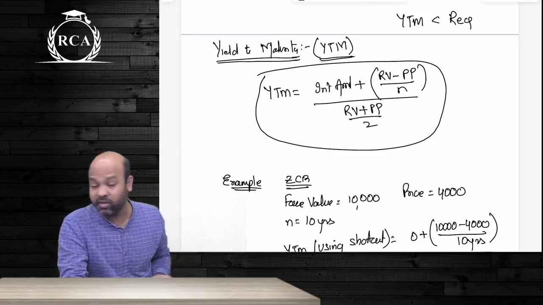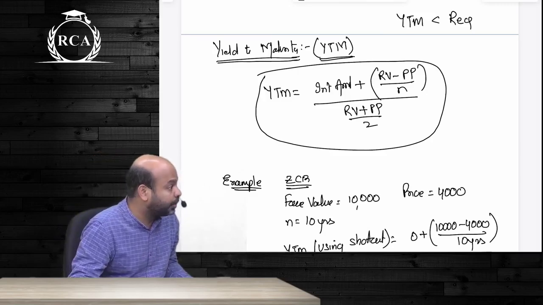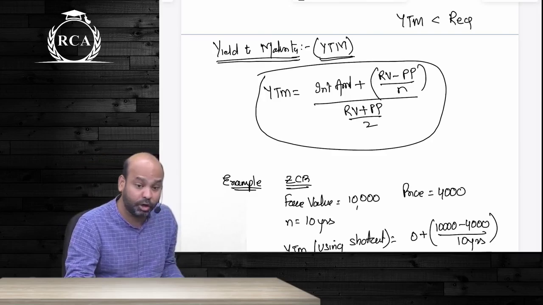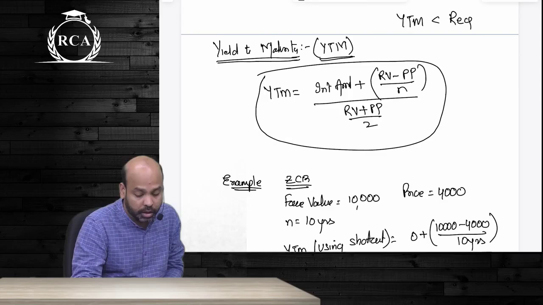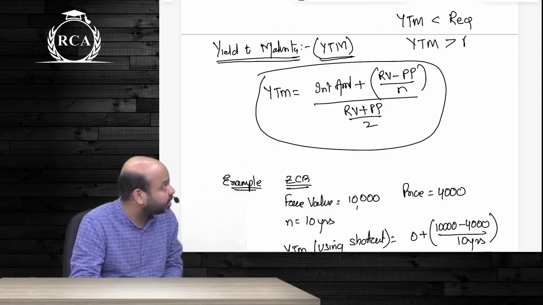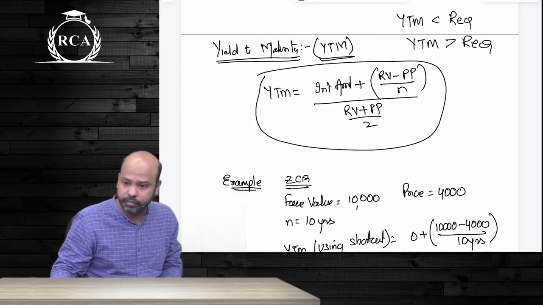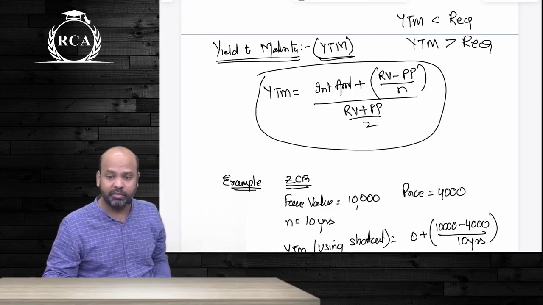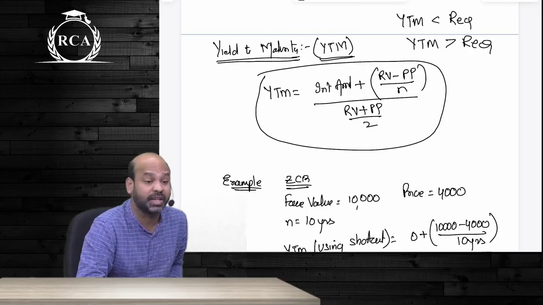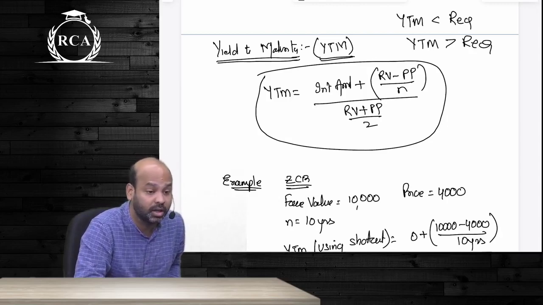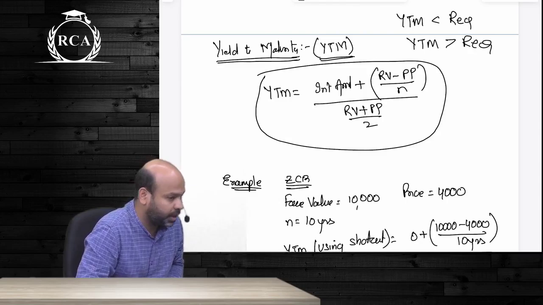Likewise, if a bond is undervalued, you are paying a lower price for it. If you are buying any product at a lower price, will you be getting a higher return or a lower return? This is where your YTM, beta, will be greater than required rate of return. YTM stands for yield to maturity. This is the return that you will generate if you purchase the bond today and you hold it till the end of the maturity period.